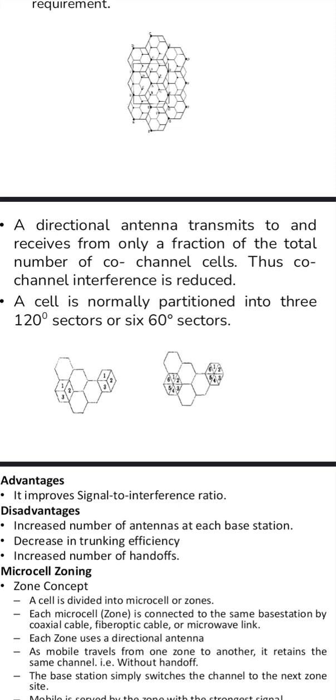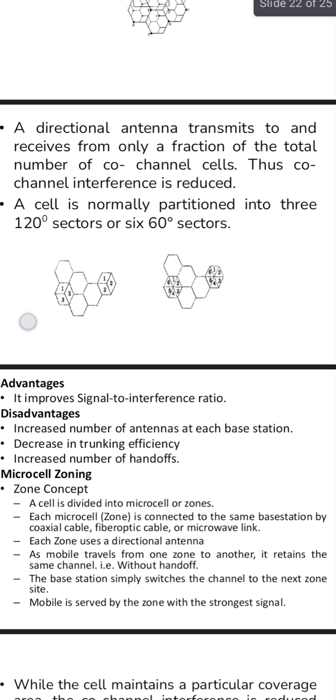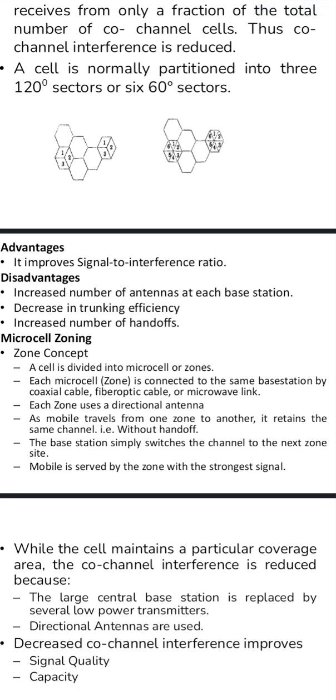Disadvantages: more antennas are required, and the system complexity is also increased. Example: a crowded stadium uses sector antennas to effectively serve users in different directions. Next is about microcell zoning.